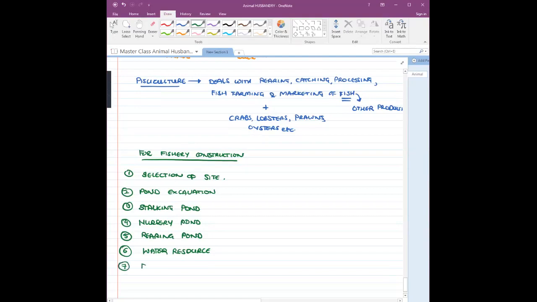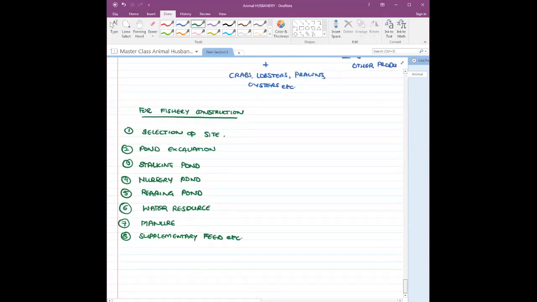But then apart from that, guys, you need to feed the fishes. For that, you are going to require manure. Apart from manure, you're also going to require some supplementary feed. So manure, supplementary feed, etc. And then after doing this, now you can start off with your own fishery.